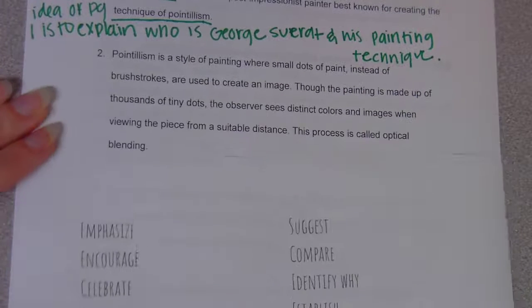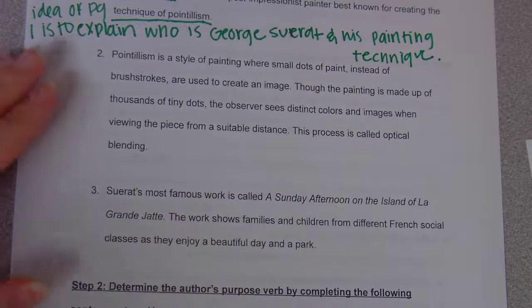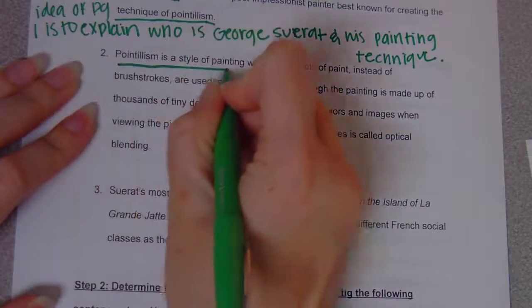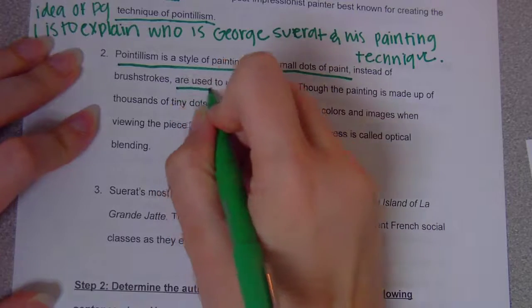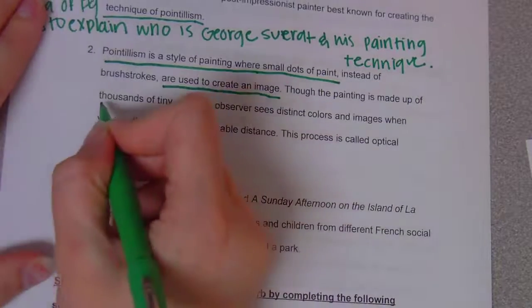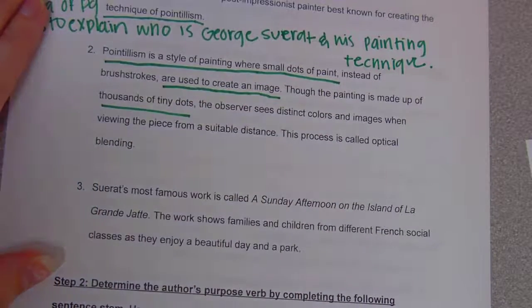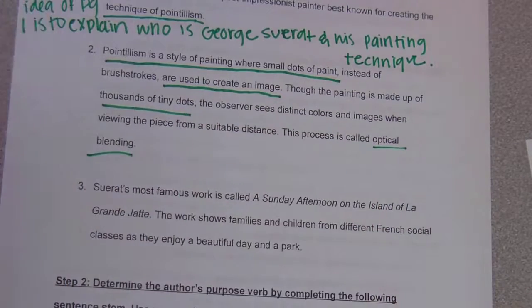All right, paragraph 2. Again, you are following along as I'm reading. Pointillism is a style of painting where small dots of paint instead of brushstrokes are used to create an image. Though the painting is made up of thousands of tiny dots, the observer sees distinct colors and images when viewing the piece from a suitable distance. This process is called optical blending.